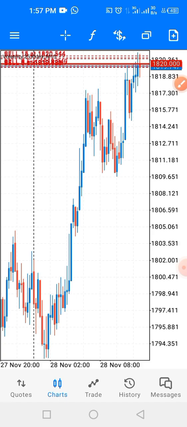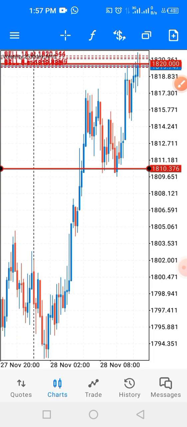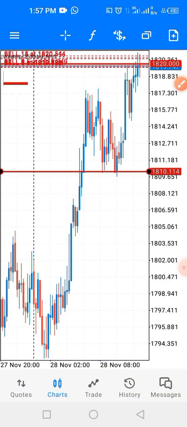Then the reward comes to 1810. That's where I kept it. That's 10 points, so we're going for 1:2. So 1810 should be somewhere here.